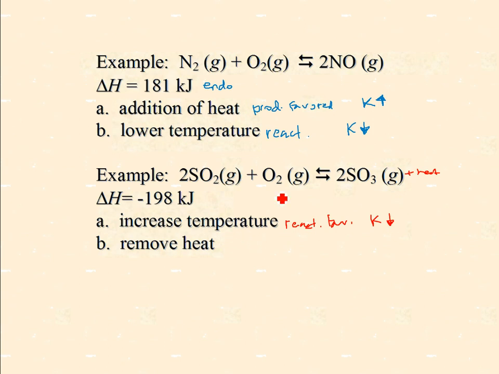If we remove heat, take heat out of the system, our system's going to work to produce it, and so we'll be product favored. This handwriting is amazing, isn't it? And our K value will increase because we're going to produce more products. So hopefully that helps you get your head around all those things.